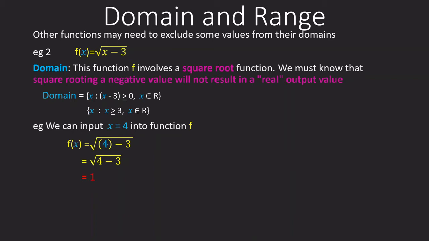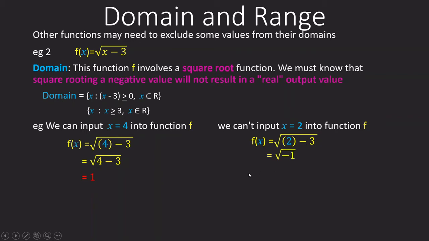However, I cannot input a value like 2 into function f because 2 is smaller than 3. If I input 2 into function f, I'll call that f of 2, and once again, this should be a 2 here. That would be the square root of 2 minus 3. 2 minus 3 is negative 1, and if you try square rooting negative 1 on your calculator, you'll get an error because that's not a real number. That's what we call an imaginary number. So since 2 only gives us imaginary output values, 2 must be excluded from the domain.